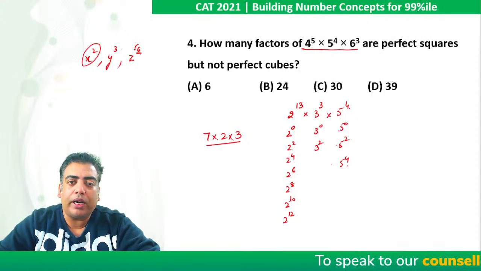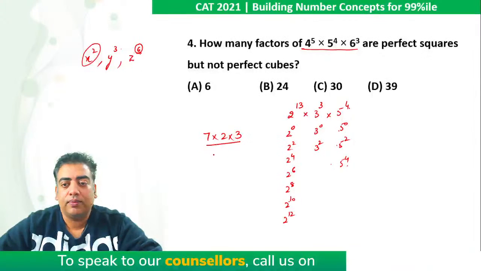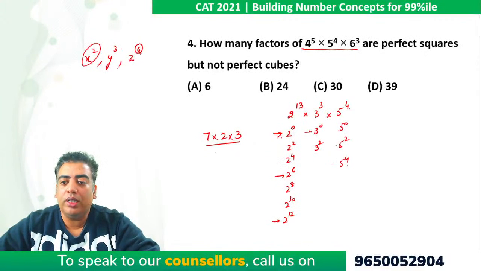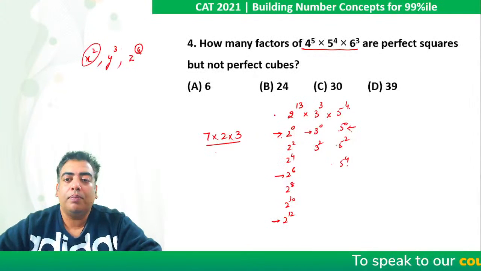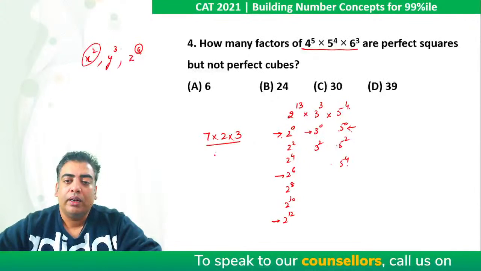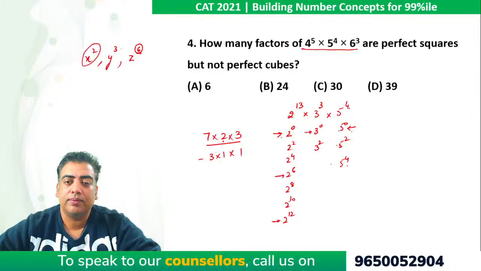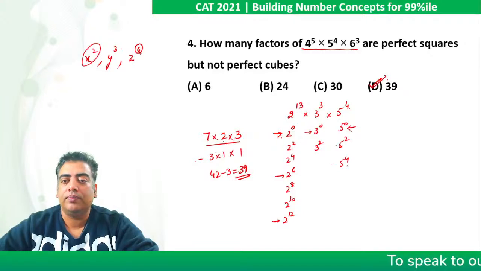So we need to subtract all those which are perfect cubes as well among these. It includes 2 raised to power 0, 2 raised to power 6, 2 raised to power 12. Here the only power of 3, 0, and the only power of 5, 0, will give me a power which is a multiple of 6. So we need to subtract these 3 into 1 values out of the given case. So 7 into 6 is 42 minus 3. The correct answer comes out to be 39, which is answer option D.